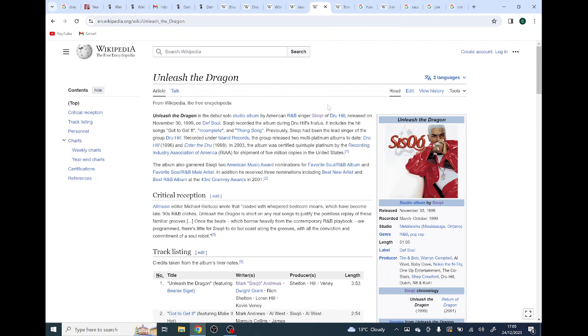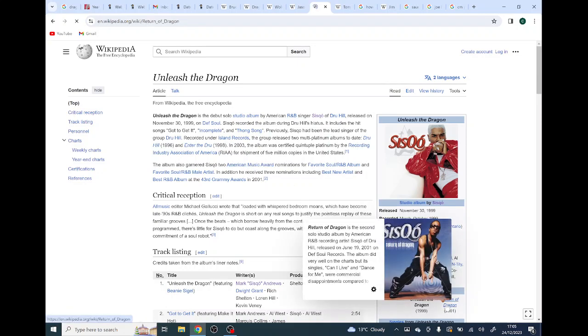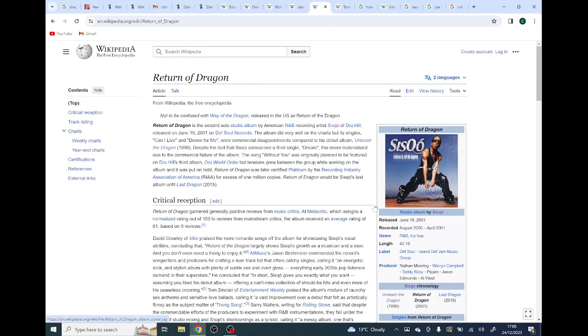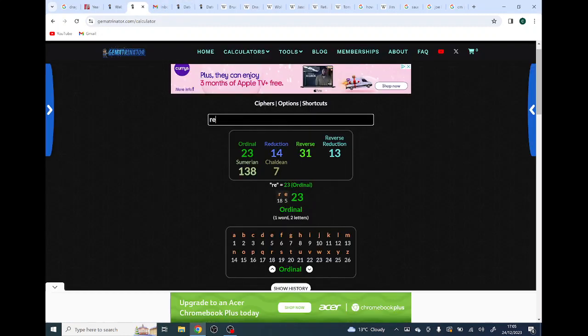So Unleash the Dragon was released obviously November 30th, 1999, leaving 31 days in the year. Dragon is 31. And then he had another one called Return of the Dragon. So you got Return of the Dragon.